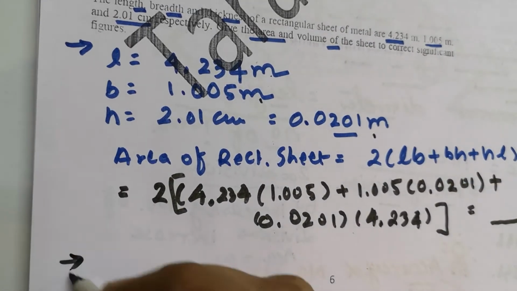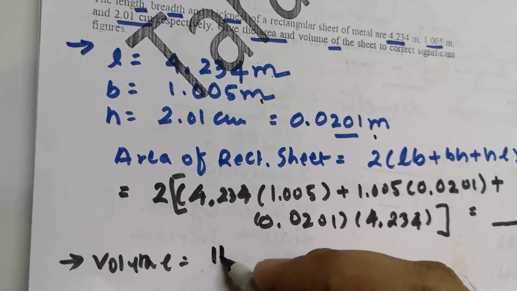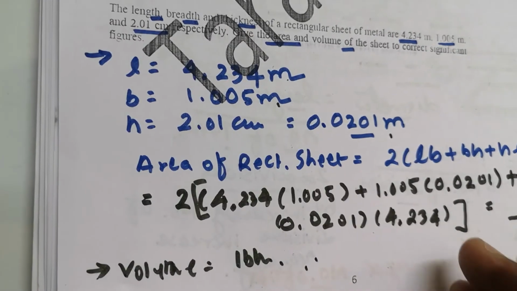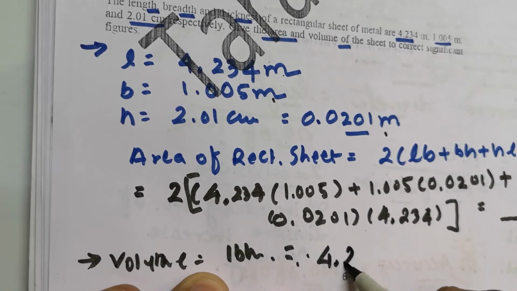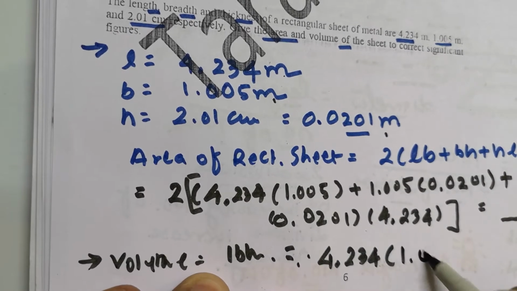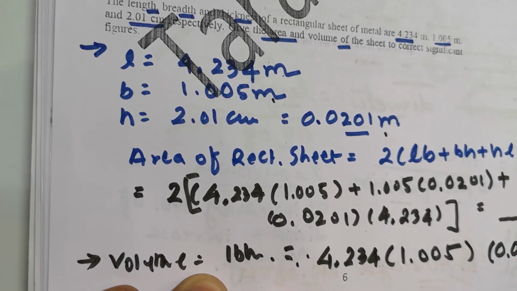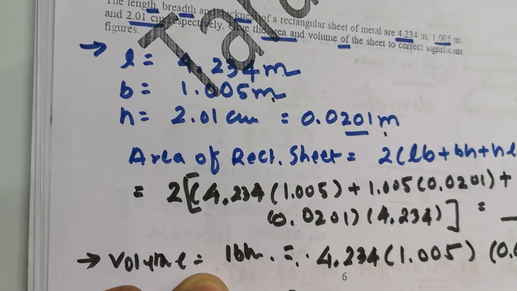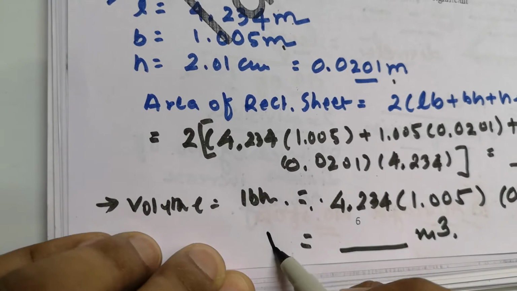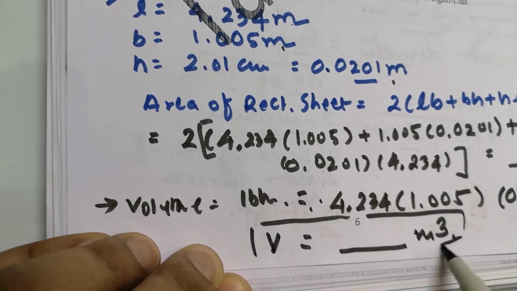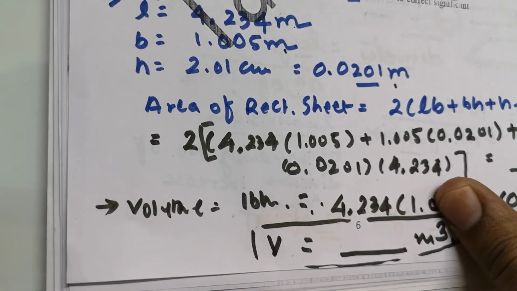Now I want to find my volume. So volume would be L, B and H. I'm putting all those values here. So my length is 4.234 into 1.005 and then 0.0201. You are aware that whenever there is a volume, it has the unit meter cube. So with the help of a calculator, you can calculate such data. I am just leaving it up to you. So find the area of it and the volume of it.